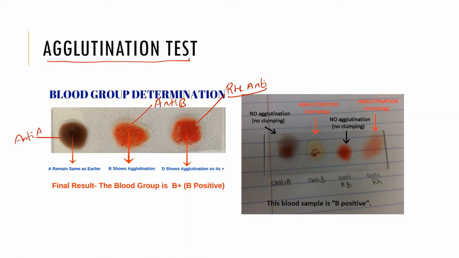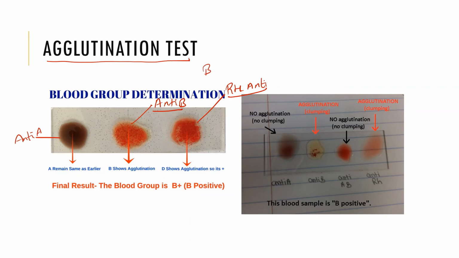If the person belongs to blood group B, agglutination will be there because of anti-B. If the person is negative or positive, that is another factor. Suppose this is B positive, so we have 3 drops of blood. यहाँ पे agglutination दिख रहा है, मतलब anti-B में agglutination दिख रहा है. That means this person has the blood group B.